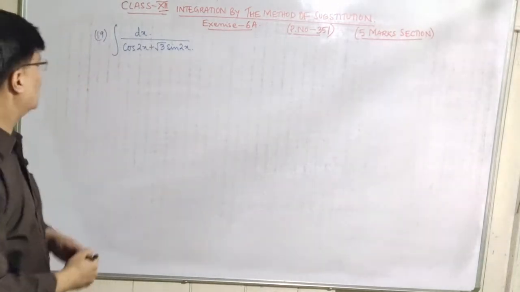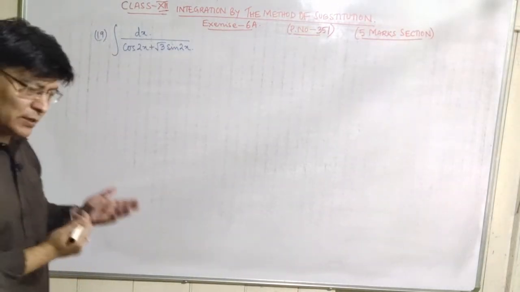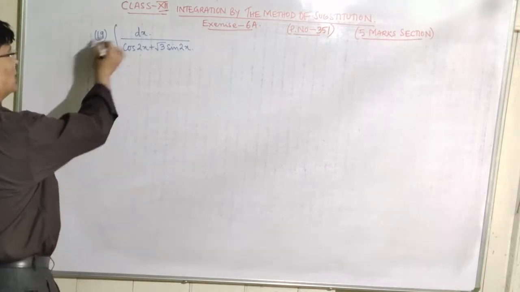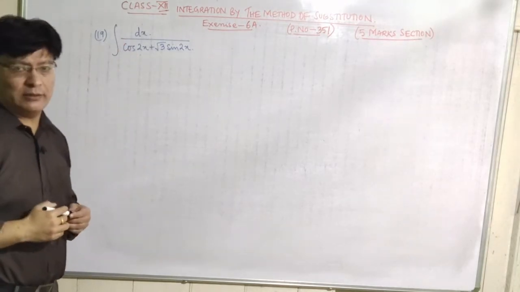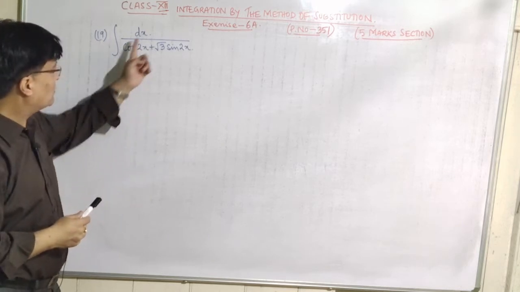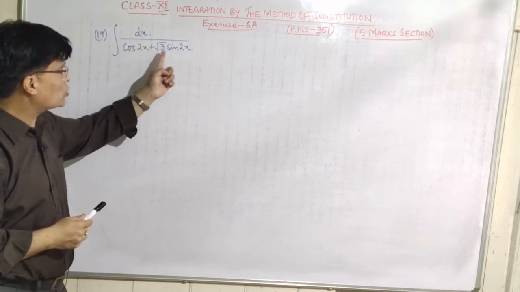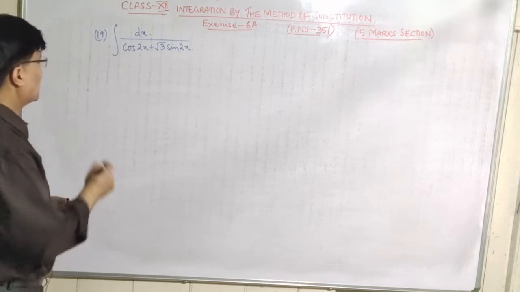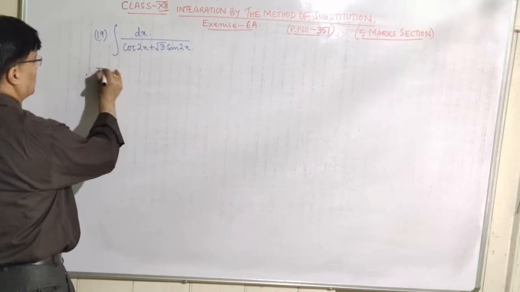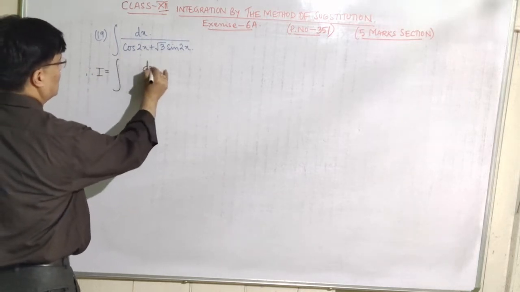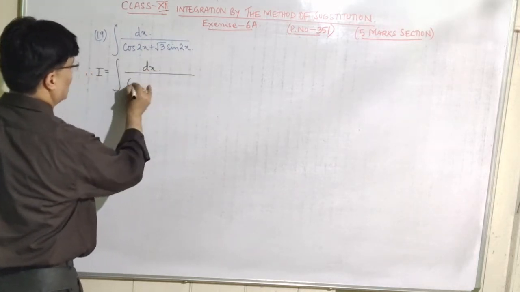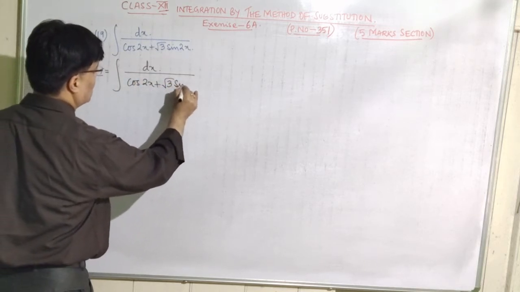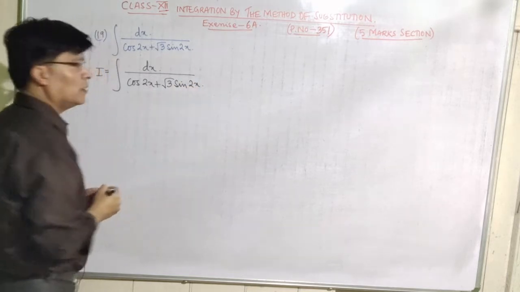So now we'll do the next question, that is question number 19. It is similar to question number 18. Let's do this question out here. You have to evaluate the integral of dx divided by cos 2x plus root 3 sin 2x. So let us write first, I is equal to integral dx divided by cos 2x plus root 3 sin 2x.